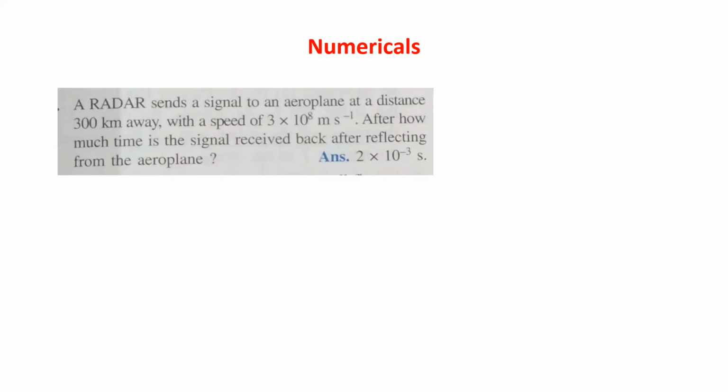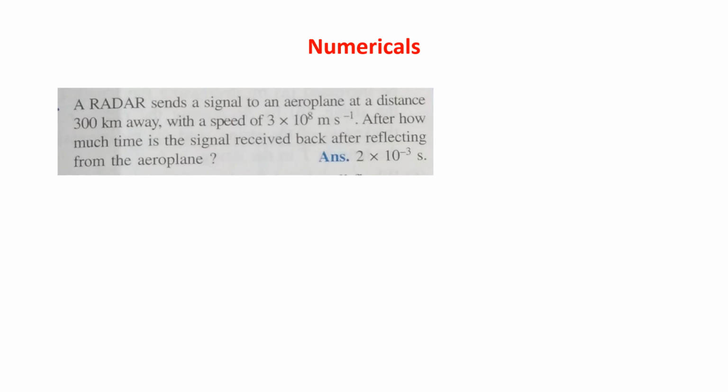Next numerical. A radar sends a signal to an aeroplane at a distance of 300 km away with a speed of 3 into 10 to the power 8 meter per second. After how much time is the signal received back after reflecting from the aeroplane? You can understand from the question, it is also based on echo.